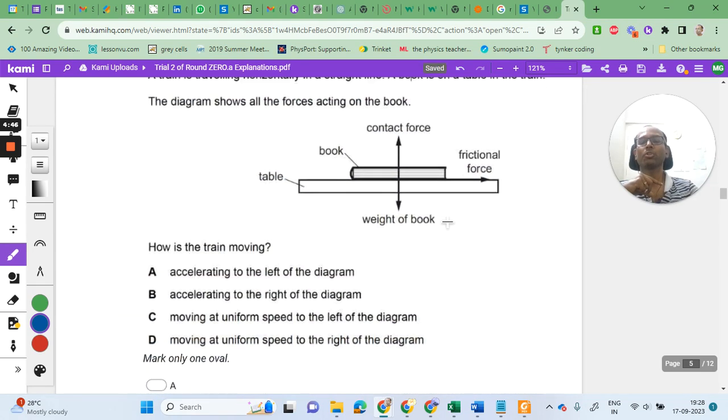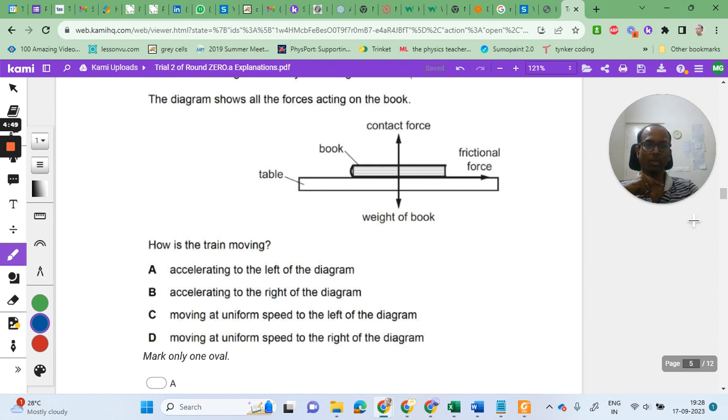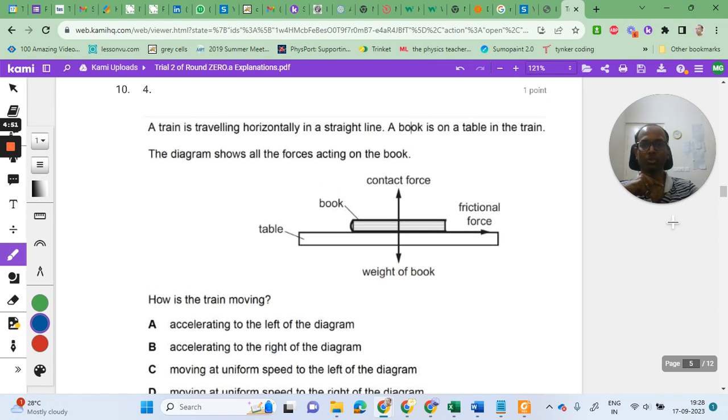Now this one is a tricky question. So as you can see from this diagram of the question, say this free body diagram of the book, all the forces acting on the book, means free body diagram of the book. So along the vertical direction net force is 0, so it will have no vertical motion. And in the horizontal direction, the only external force acting on it is the frictional force, right? And the frictional force is being exerted on the book by the table.